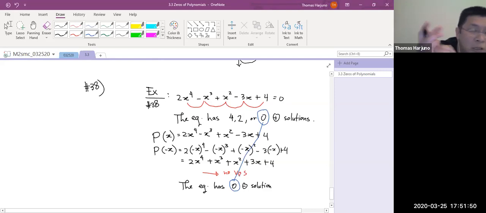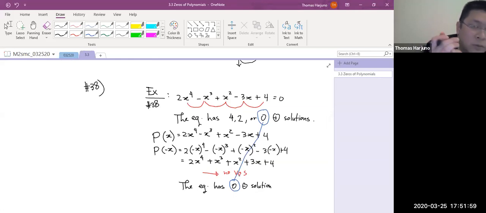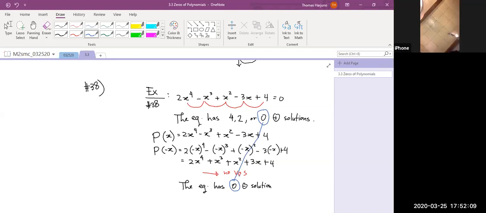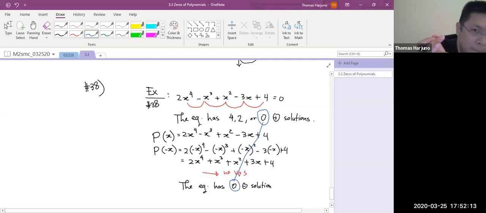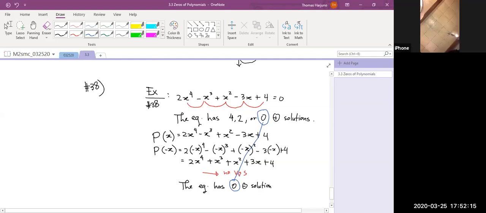Now in this situation, we say this equation has no real solutions because it has no positive, no negative, then no real. All of them are complex solutions. Now it doesn't violate the fundamental theorem of algebra because it still has 4 solutions, since it's degree 4, but all those solutions are not real. They are complex numbers.